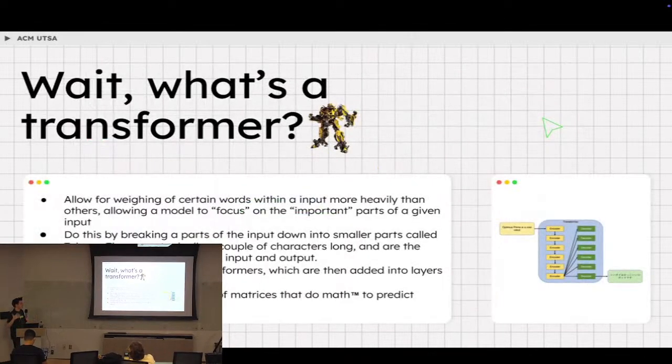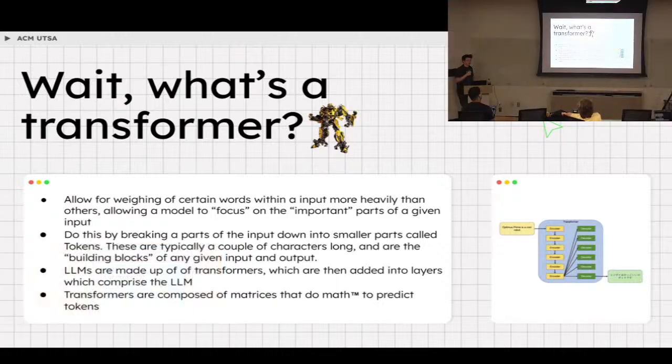But really quick, what is a transformer? Transformers are in many ways the building blocks of LLMs. They allow for the weighting of certain words within an input more heavily than others, allowing the model to focus on the important parts of a given input. This is so that it is able to generate more accurate text, and it's also able to do this in a much less compute-intensive way than previous attempts at text generation.